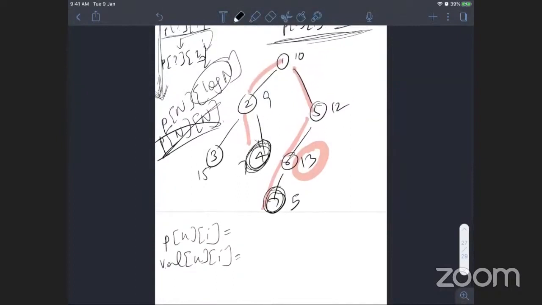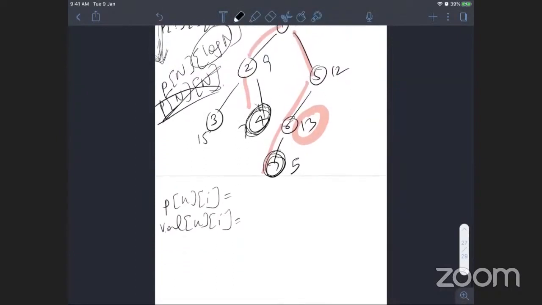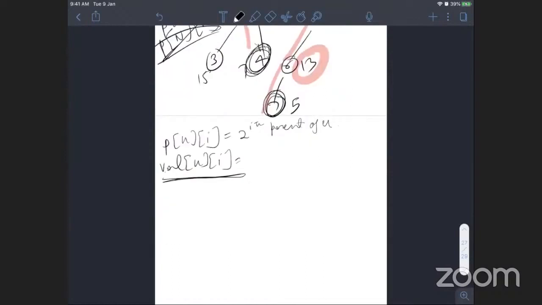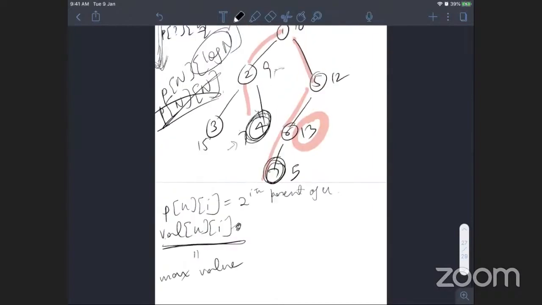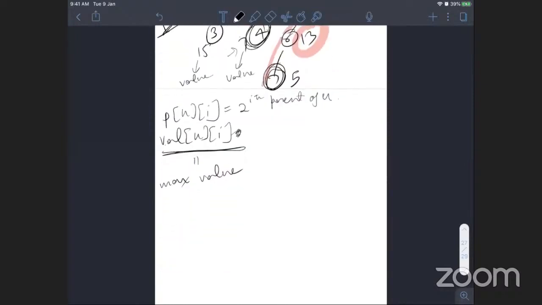Right? So let's say this question is something like this. Then the idea is, what is P u i storing? P u i was storing 2 to the power ith parent of u. Correct? We'll have a new array, value i, which will store another important thing, which will be max value. By value, I mean the values here at the side, not the node IDs. These are the values, not the node IDs. We don't care about them. I mean, node IDs are used here, obviously, but value i is different.